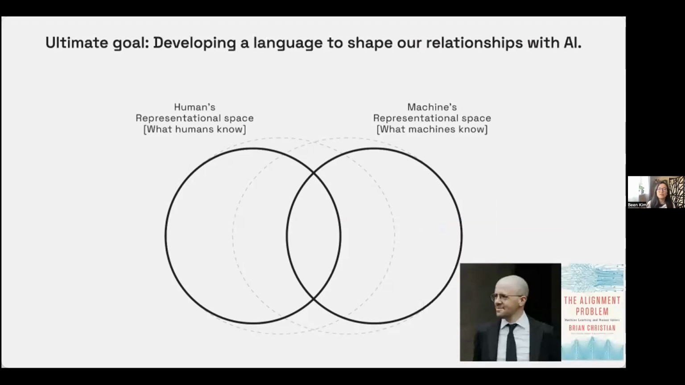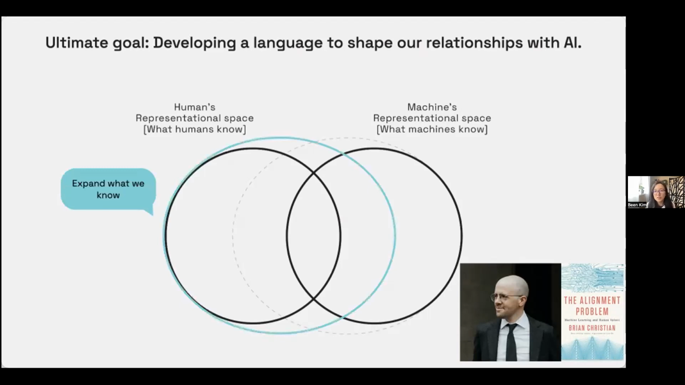So zooming out a little bit, at a high level, the ultimate goal of interpretability is to develop this language between humans and machines so that we can talk. And this language comes from having a common representational space. In other words, humans and machines have a common vocabulary to talk to each other, and those vocabularies lie in the intersection of these two circles. And the language will shape our working relationship with AI. As elegantly described in the book by Brian Christian, The Alignment Problem, the ultimate goal is to align our values to what AI does and how it does it.